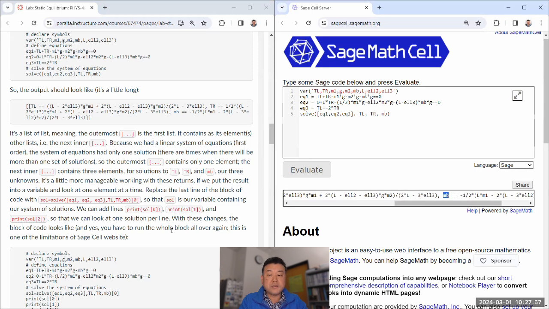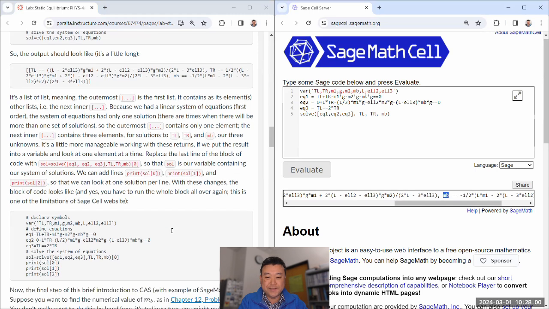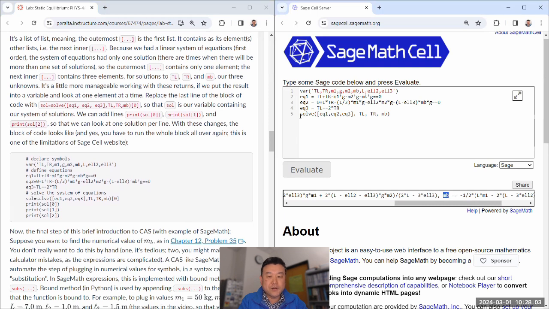Our three unknowns. It's a little more manageable working with these returns if we put the result into a variable and look at one element at a time. Replace the last line of the block of code with an assignment into a variable, sol equal to that. So that, and you see that this bit has been added. Do I ever explain it? Let's see. So that sol is our variable containing our system of solutions. We can add lines print sol 0, print sol 1, and print sol 2 so that we can look at one solution per line.